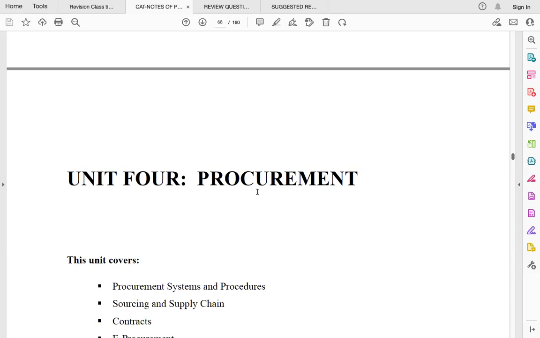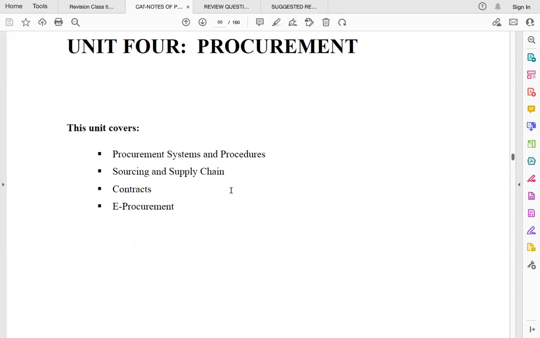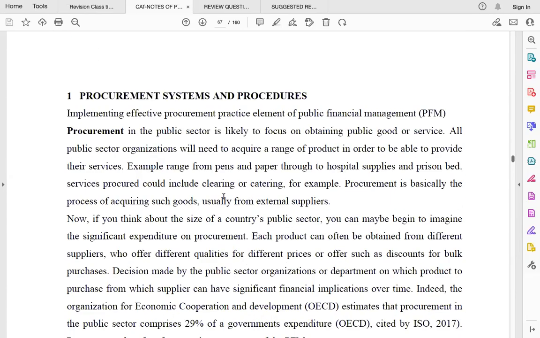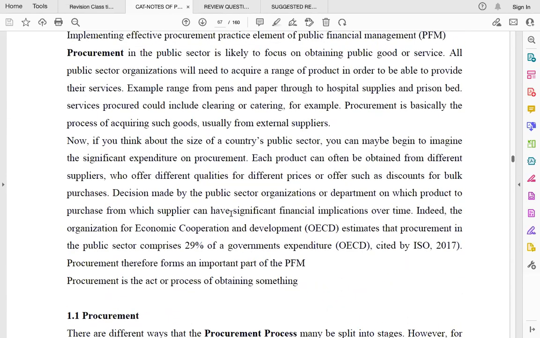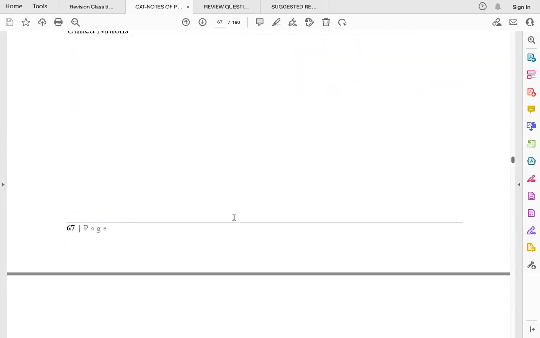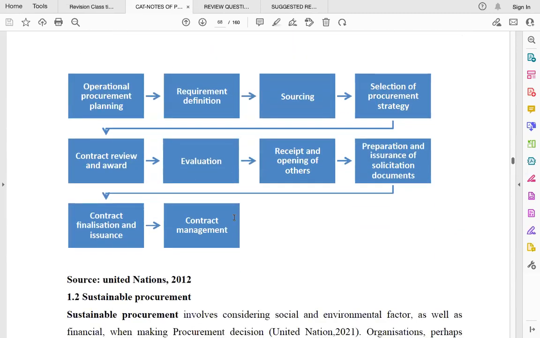Sorry. So unit 4 is about procurement. Under procurement, we don't have too much here. We need to understand what procurement is and the procurement process. We can divide procurement into stages. This one we will need to read because procurement is a major component of PFM.